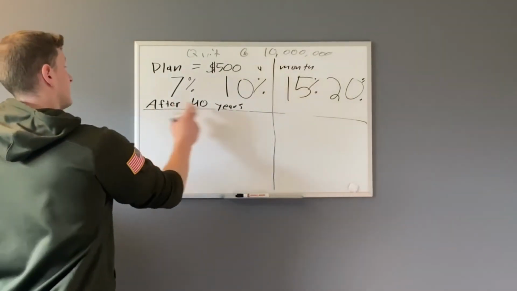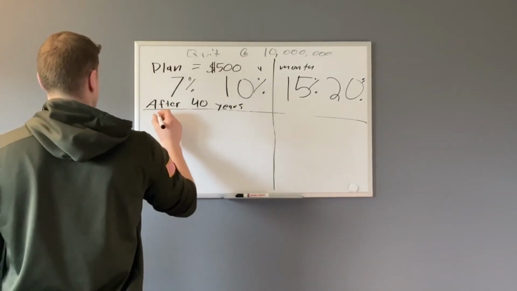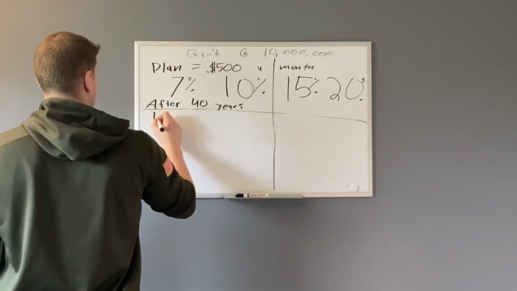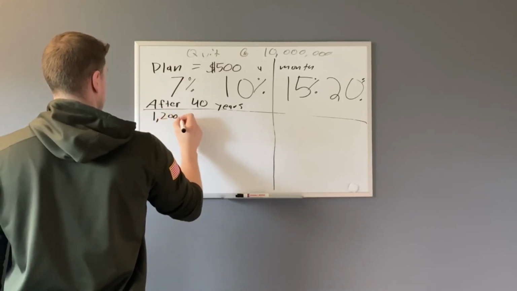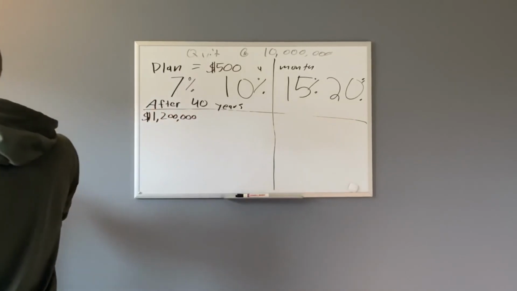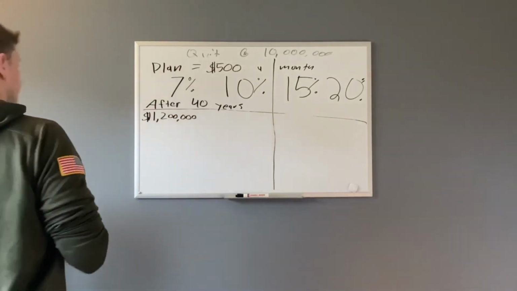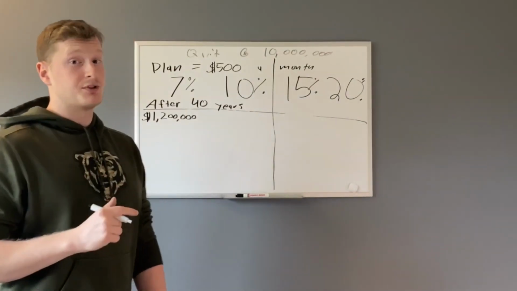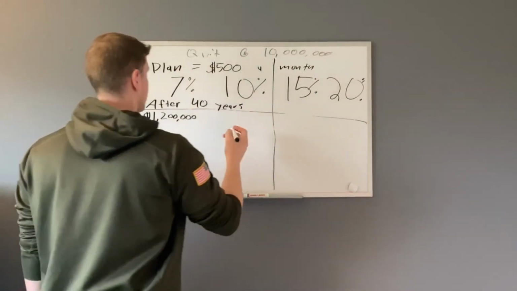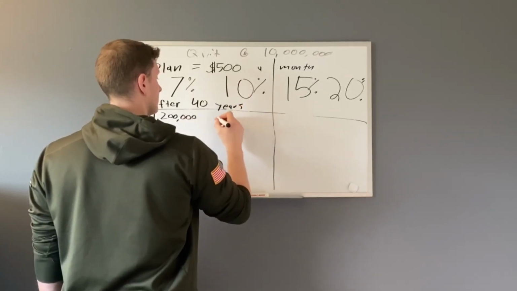So for example, after 40 years, if you're at 7%, you're going to have $1.2 million. If you get a 10% return, you're going to have $2.7 million. So at 10% return, it's going to be 2.7.